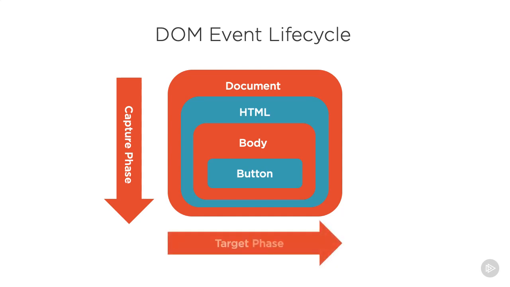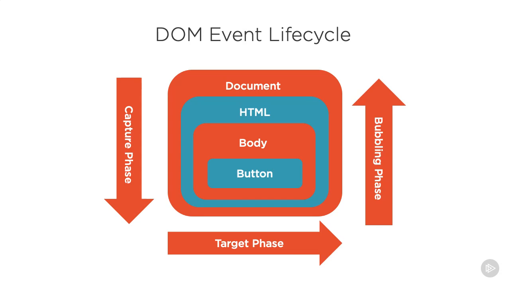The target phase is the point where the event reaches the actual element that was fired, which in this case is the button. The last phase is the bubbling phase, and this is where an event can be handled on any one of its parent elements as it travels back up the DOM tree.